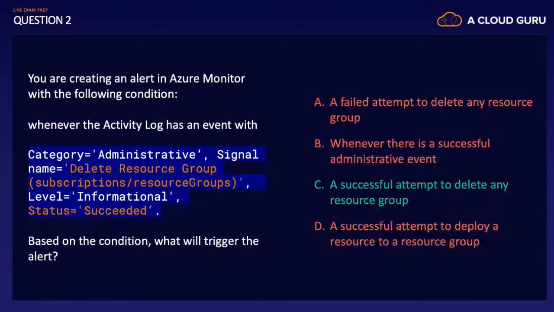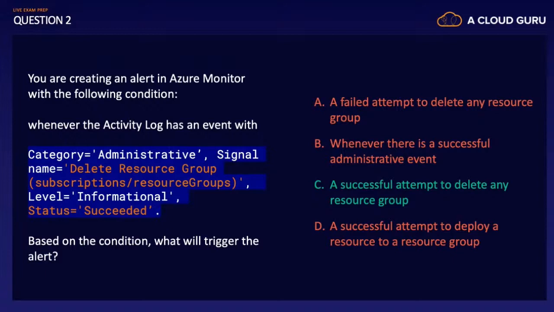There is a lot of information in this question. I forgot to read the previous one, so I'll read this one out. In this scenario, we are creating an alert using Azure Monitor with the following condition: whenever an activity log has an event with the category as administrative, signal name is delete resource group, level is informational, and status is succeeded. Based on that info, what will trigger the alert?